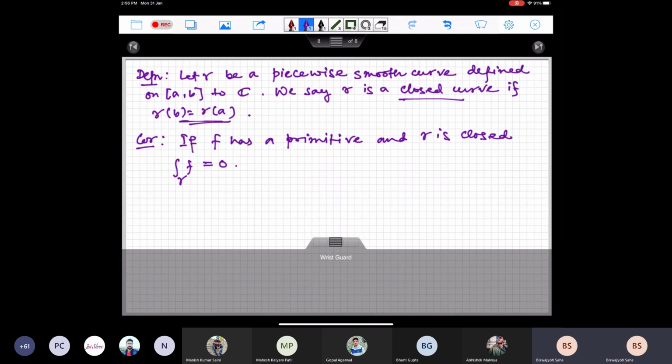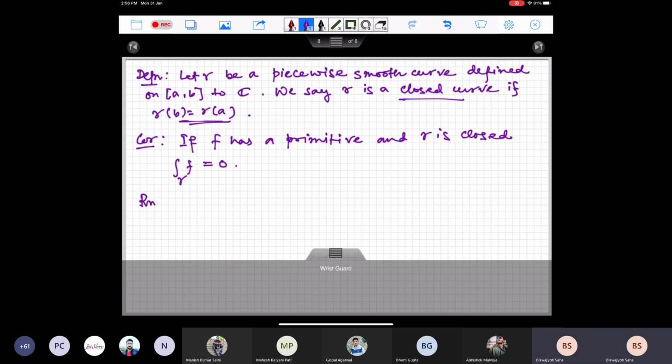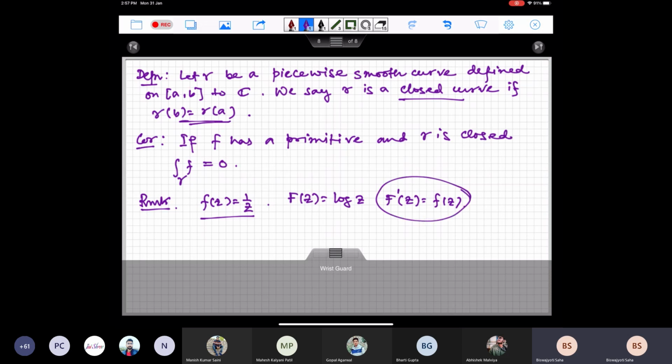Now I would like to bring one thing to your attention. Remark: consider the function f of z equal to 1 over z. Can you tell me if there is a function which is a primitive of this function? Do I have log z? We have seen that. Okay, good. So I can take F of z to be log z, and I will get F prime equal to f. But can you tell me, in which domain do I get this? Do I get this in all of C minus 0, or in a certain special domain?